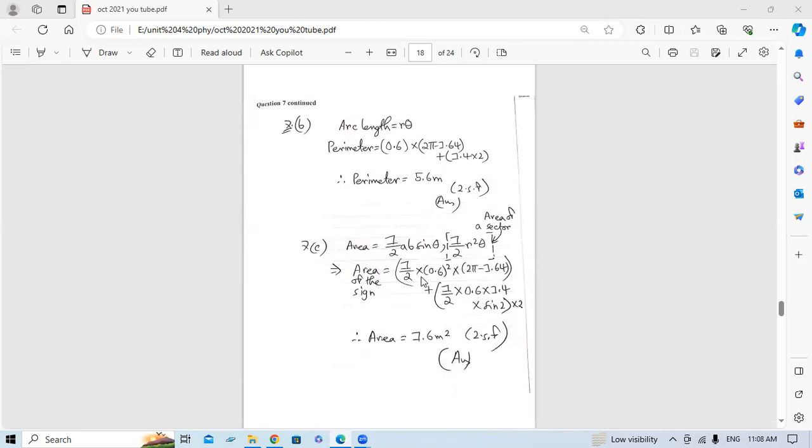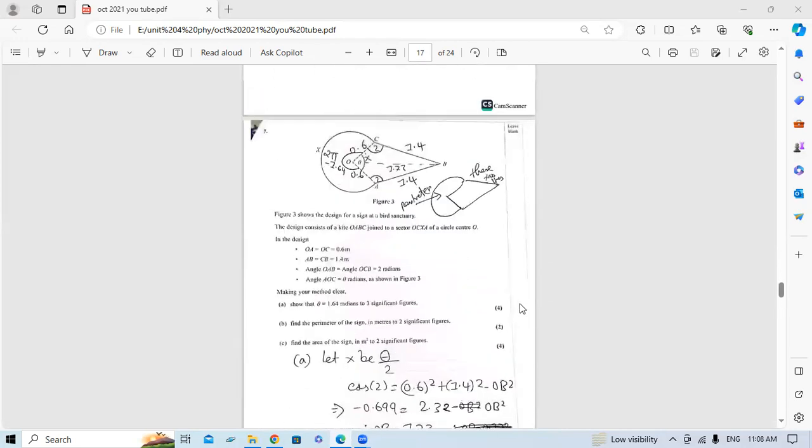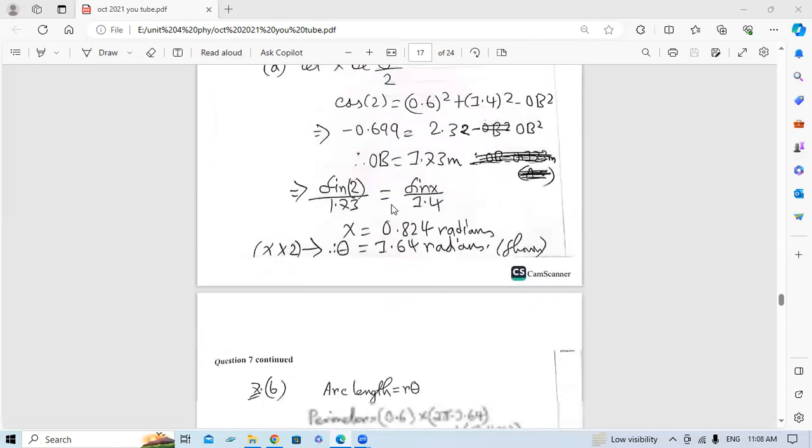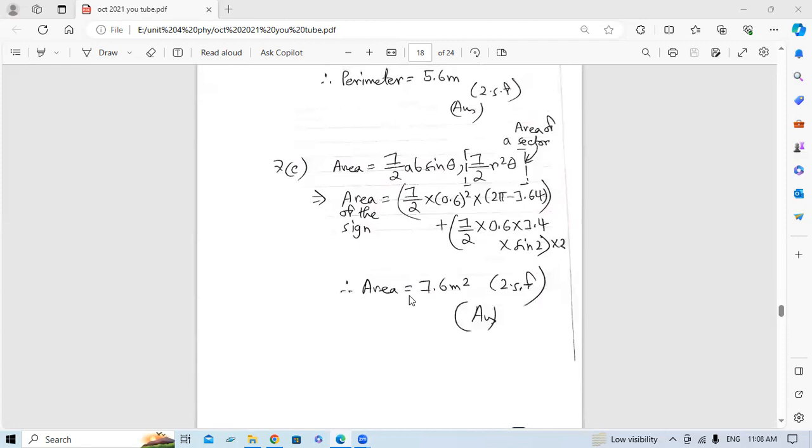So first we take half, and we know the radius, which is 0.6 squared. So half r squared into theta, which is 2 pi minus 1.64, plus half AB sine theta, the area of a triangle: half into 0.6 into 1.4 into sine 2. This is a single triangle, so we need to multiply by 2 as they both are congruent. So the area will be 1.6 meters squared in two significant figures.